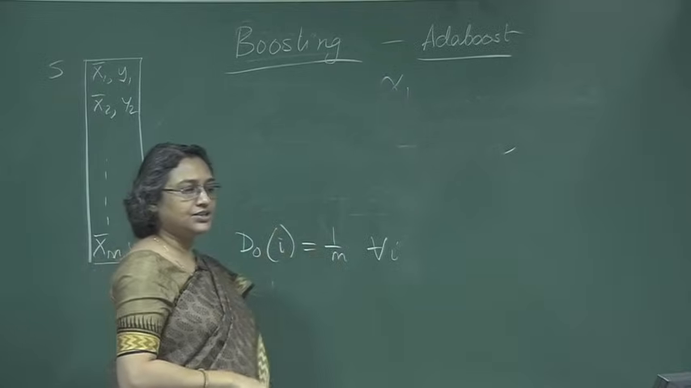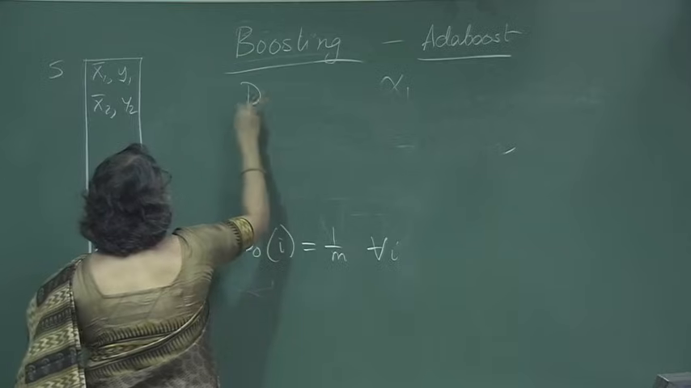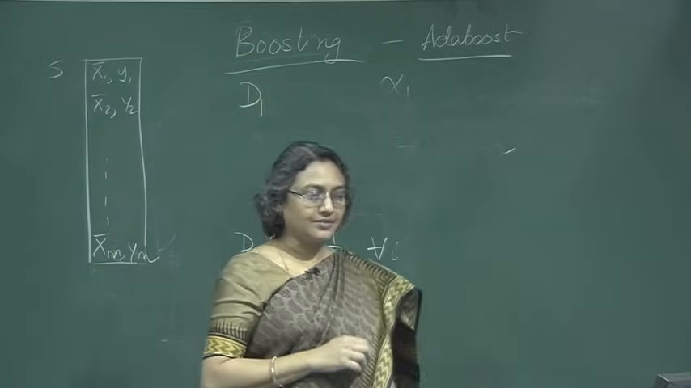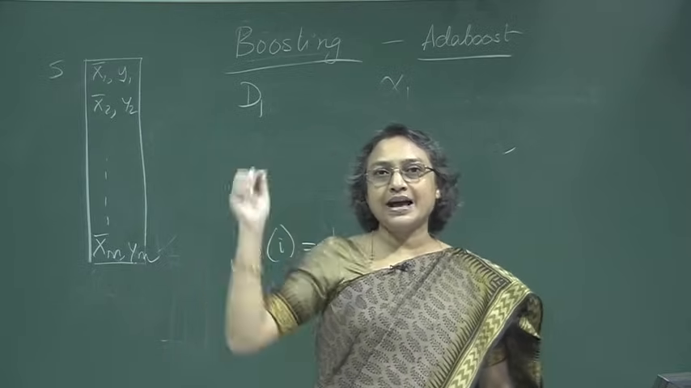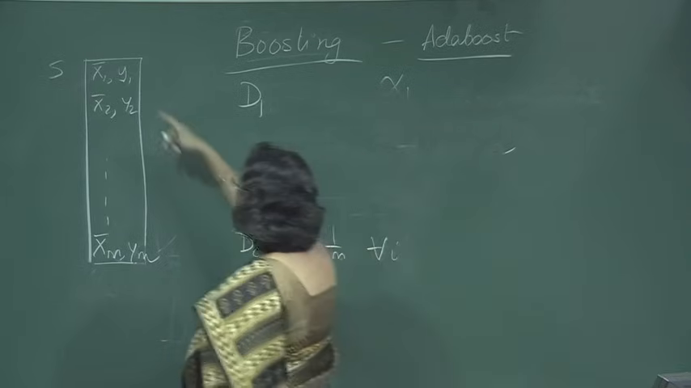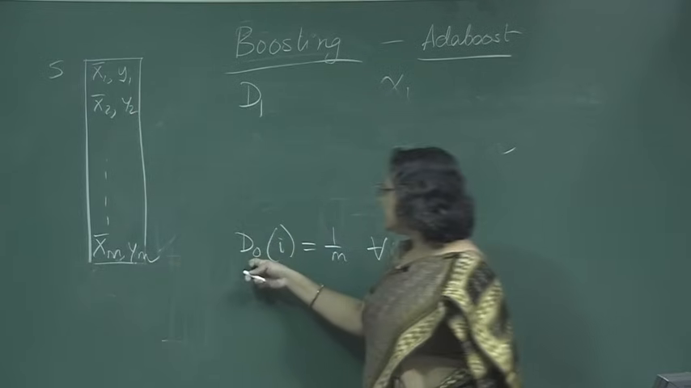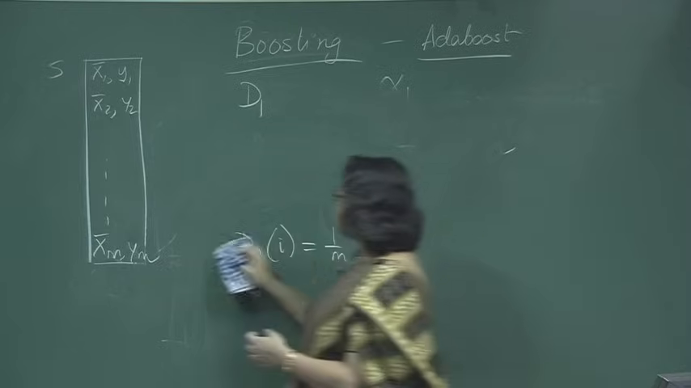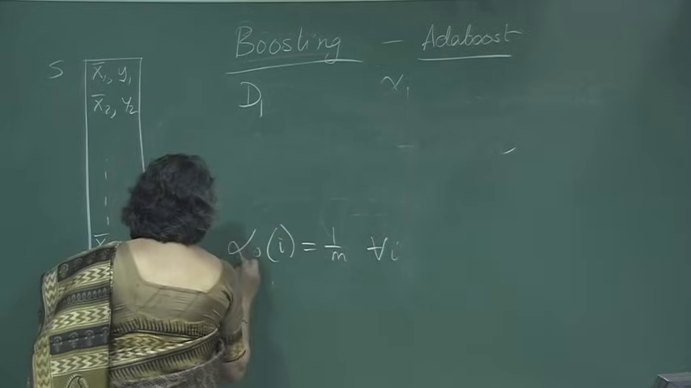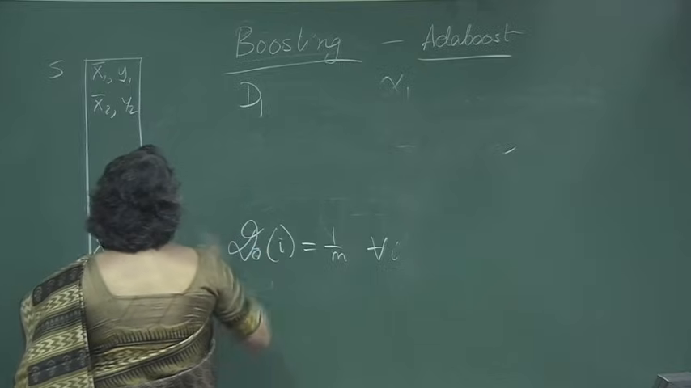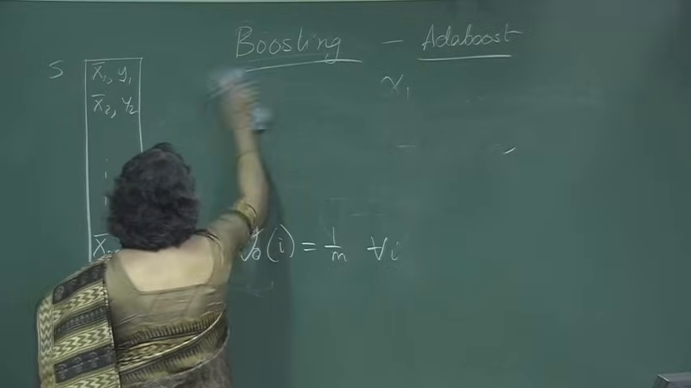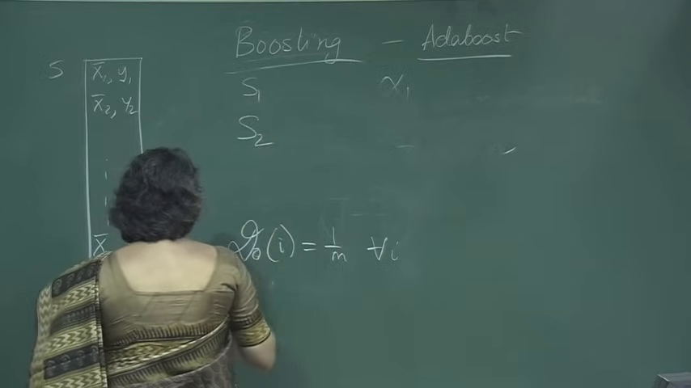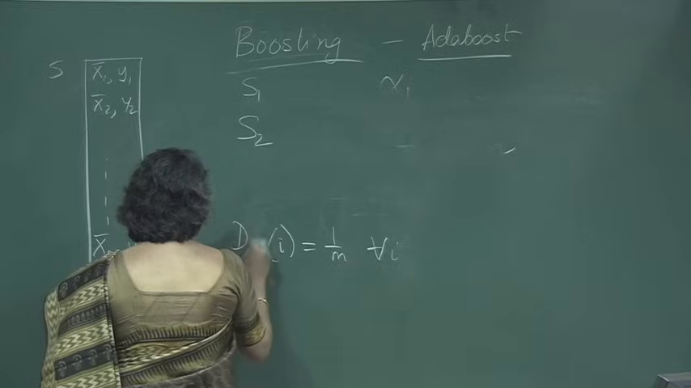In the first iteration, we construct d1. On x1, x2, up to xm, we construct d1, right? By sampling from this S using the distribution d0. So, let us write it as script d. So, this is d0, and we get s1. Then what we do is that we update d1.